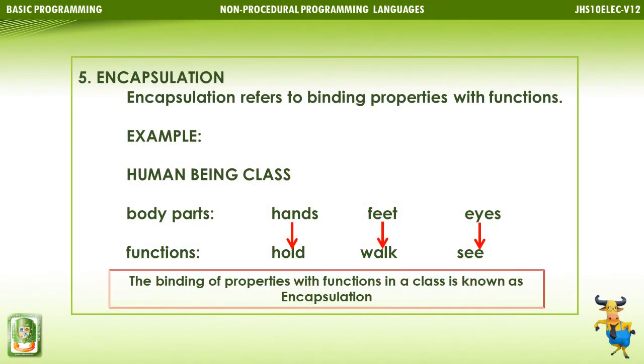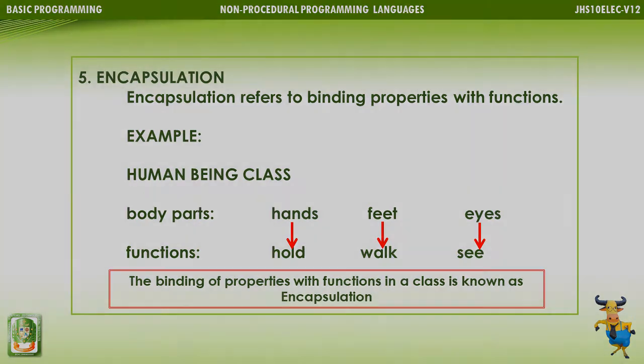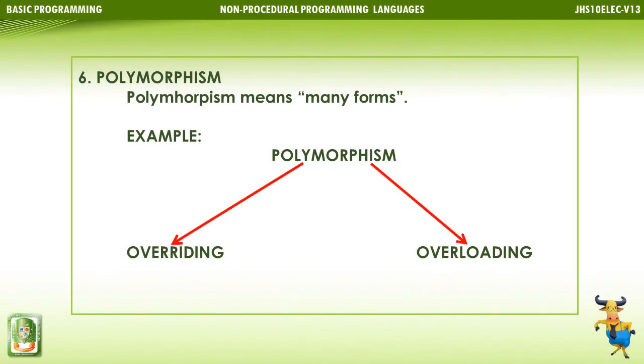5. Encapsulation. Encapsulation refers to binding properties with functions. Example: human being class. Body parts are hands, feet, eyes. These body parts have their own functions: hold for hands, walk for feet, see for eyes. The binding of properties with functions in a class is known as encapsulation. 6. Polymorphism. Polymorphism means many forms. The cause of polymorphism is overriding and overloading.